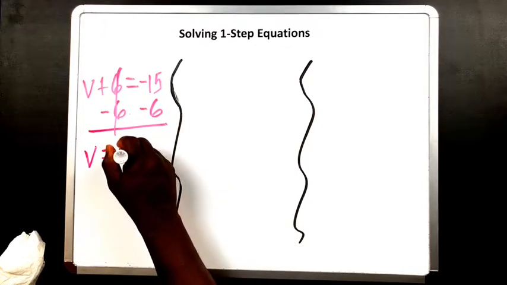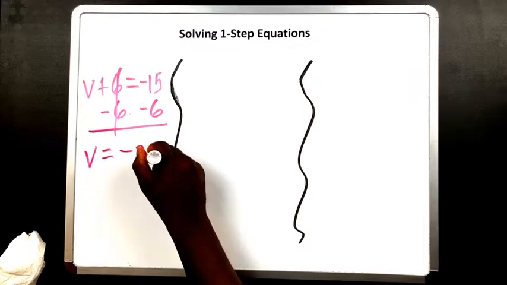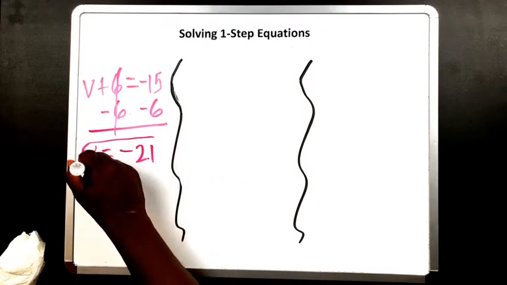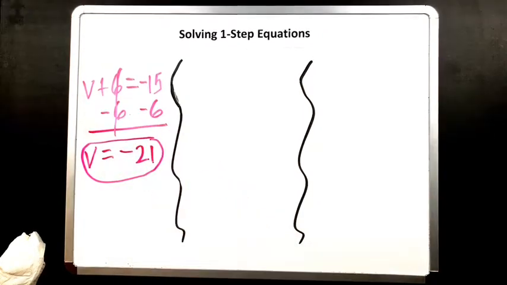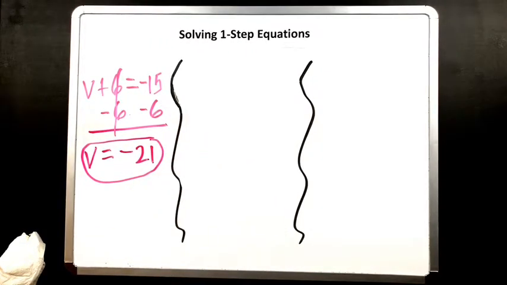Negative plus a negative is a negative. 15 plus 6 gives you 21. So you got to remember your rules for adding integers. In this case, we were adding integers with the same sign. When you add integers with the same sign, you keep the sign and add the numbers.